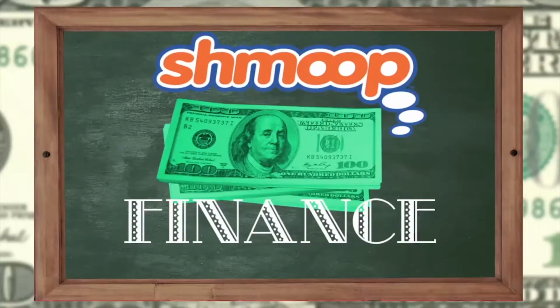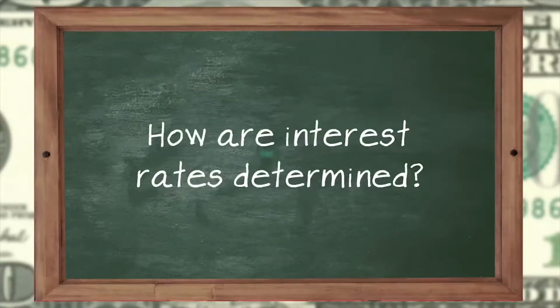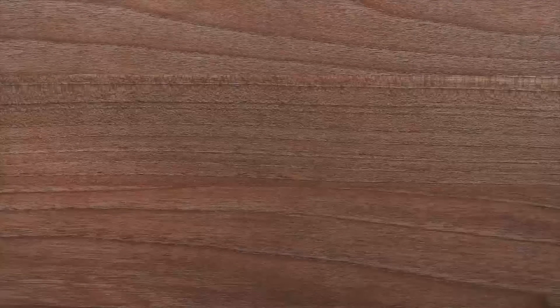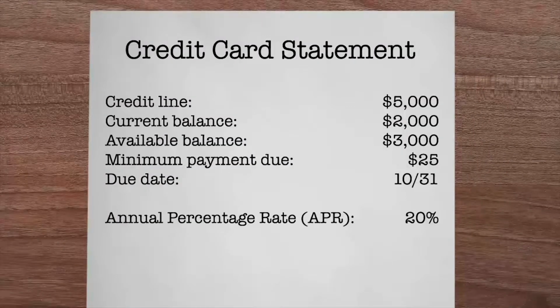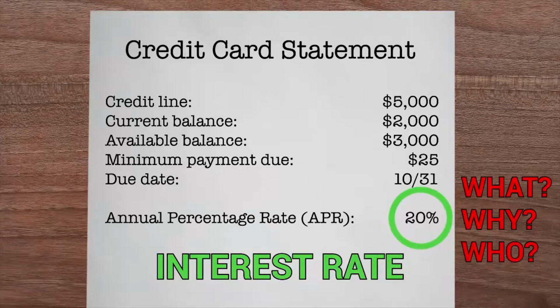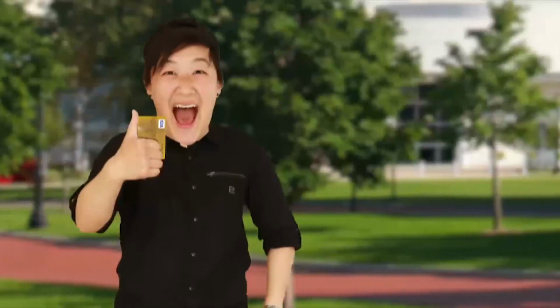Finance, a la shmup. How are interest rates determined? Alright, so imagine this. Some nice stranger out there just pre-approved you for a credit card. Groovy. Looking over the paperwork you got in the mail, however, it appears there's a 20% interest rate attached. Awesome-ish. Except you have no idea what an interest rate is, why it's that percentage, or who set it at 20%. Well, congratulations, you're about as clueless as the typical 35-year-old these days, but here's the lowdown.